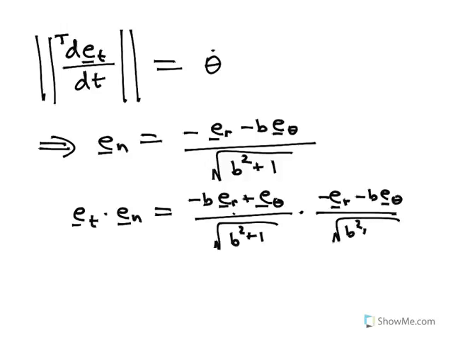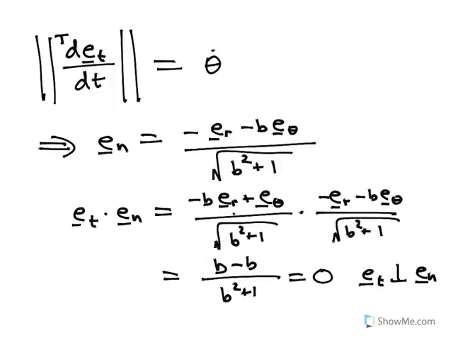All divided by the square root of b squared plus 1, which is equal to, well, if I take the dot products here, what have I got? e_r dotted with e_r is 1, and then minus b times minus 1 gives me b. And then the second term is e_theta dotted with e_theta is 1, and I get 1 times minus b, which gives me minus b, all divided by b squared plus 1, which is equal to 0, which checks out that e_t is orthogonal to e_n. Okay, that's exactly what we wanted, that they're orthogonal. So that is in fact correct.